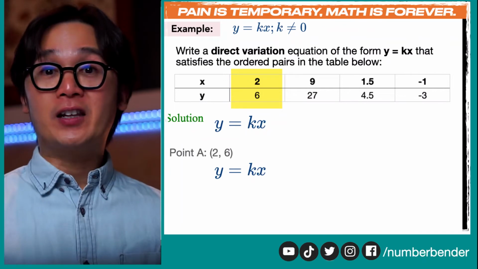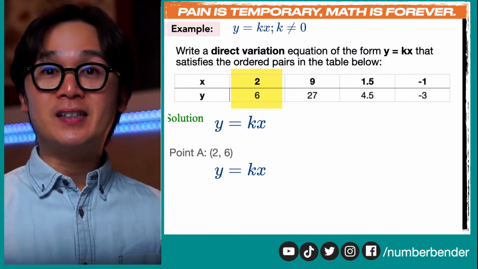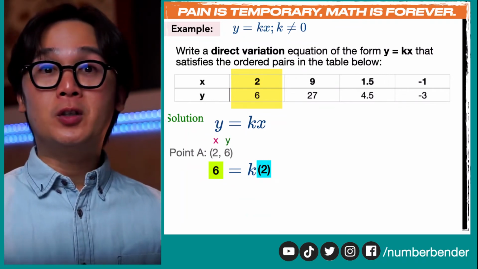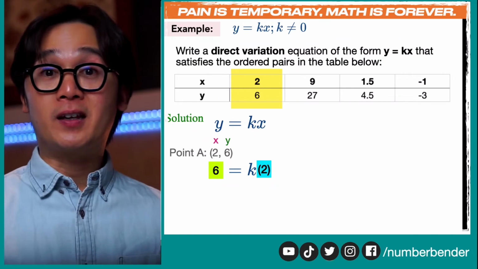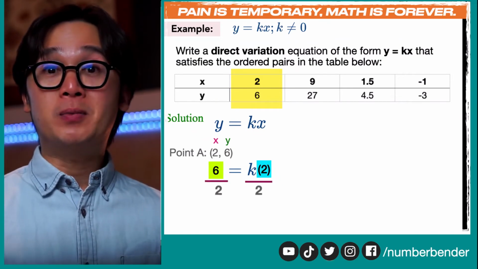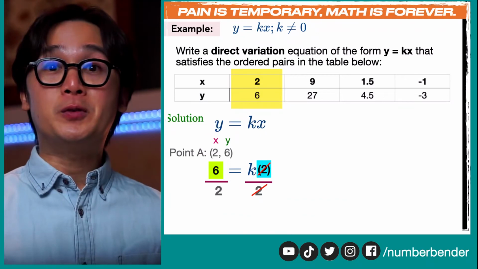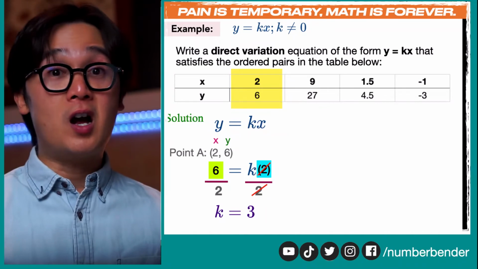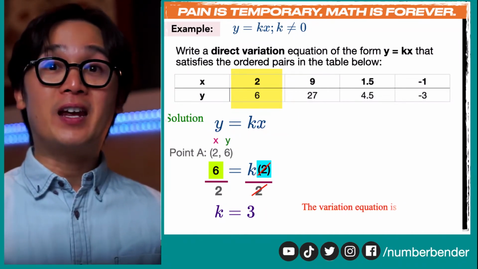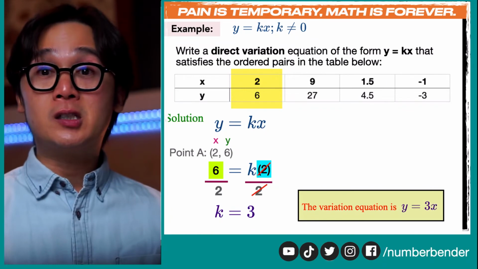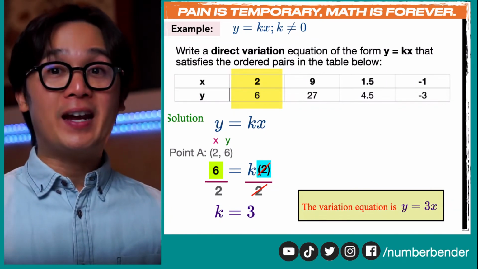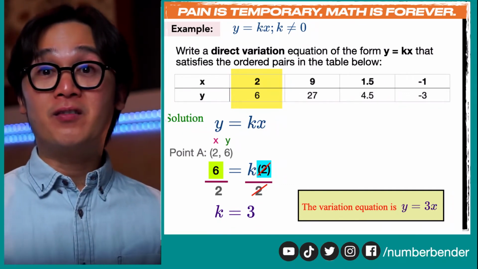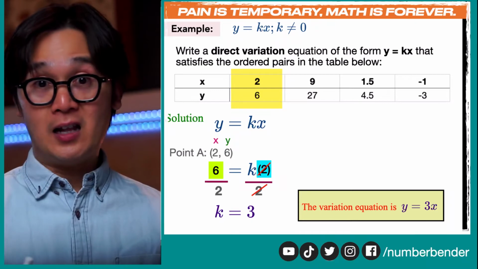So by replacing the value of x and y, so x is equal to 2 and y is equal to 6, we'll be able to find our constant variation k because 6 is equal to k times 2, we simply divide both sides by 2 and we'll be able to produce k which is equal to 3. And now that we have our k, which is our constant variation, we'll be able to write the equation of this relationship from y is equal to kx to y equals 3x as our equation for the direct variation relationship for this table of values.